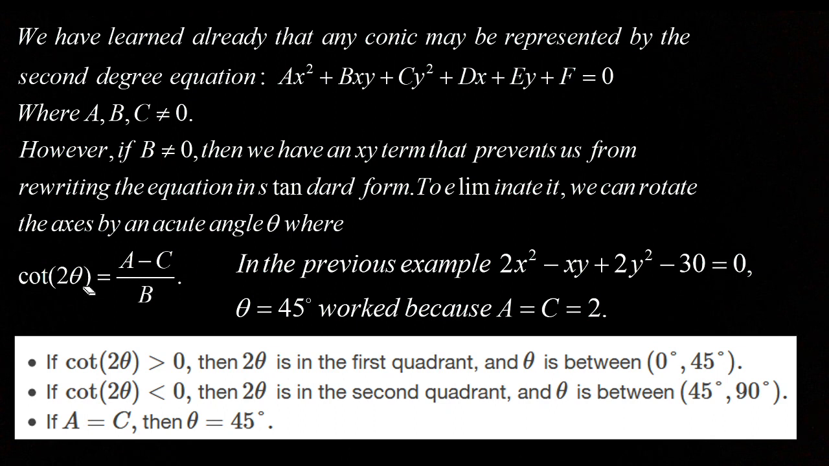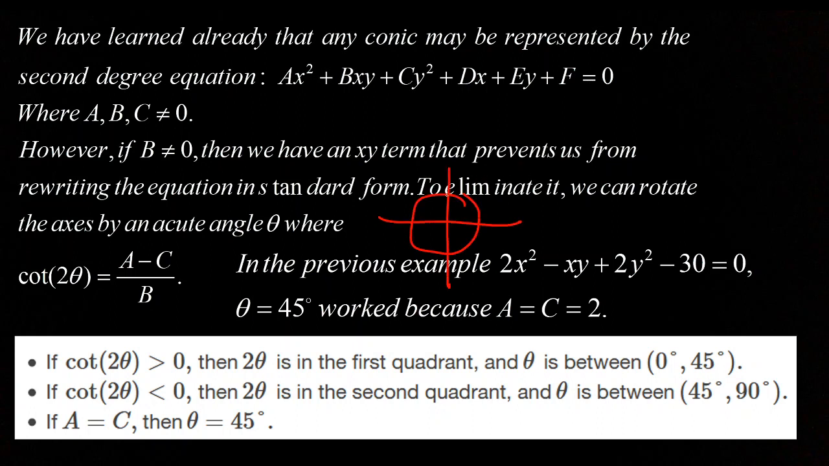Now, how do we set this up? Well, that's easy. Look at this equation and notice that these coefficients are in order, right? So b has to be the coefficient of xy, a is the coefficient of x squared, and c is the coefficient of y squared. So if you make sure cotangent of 2 theta is a minus c over b, then that theta would work.